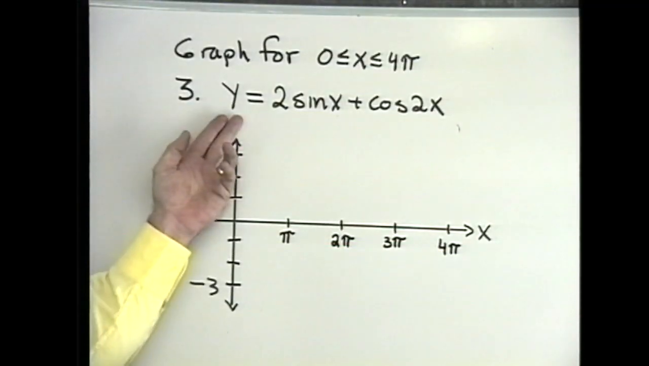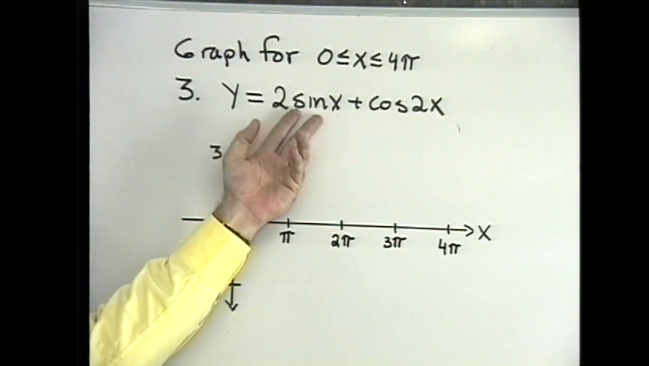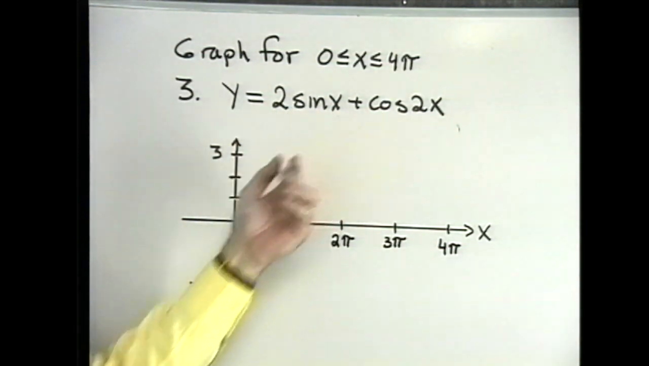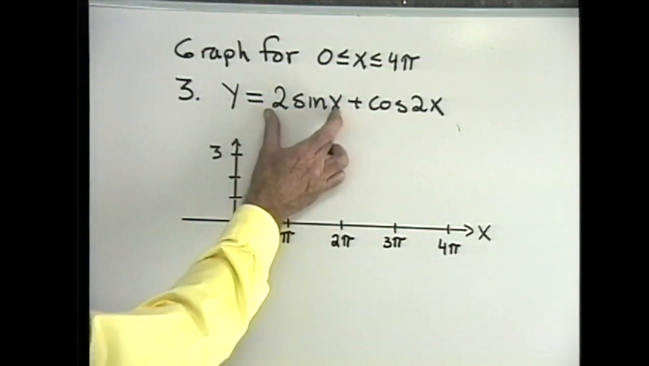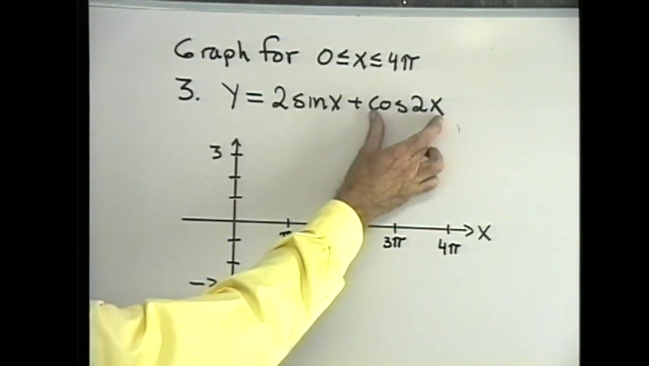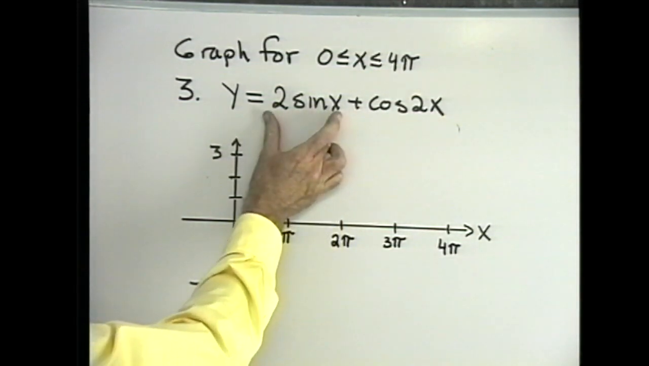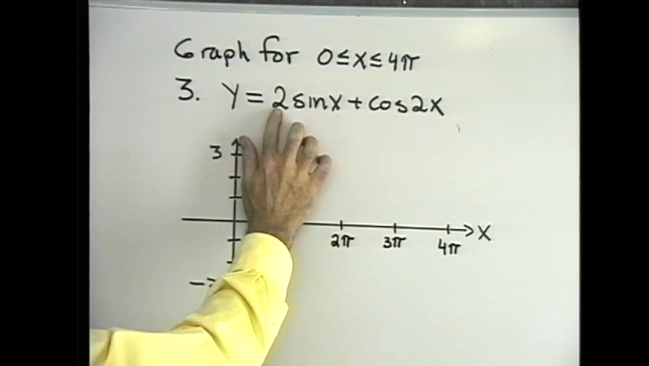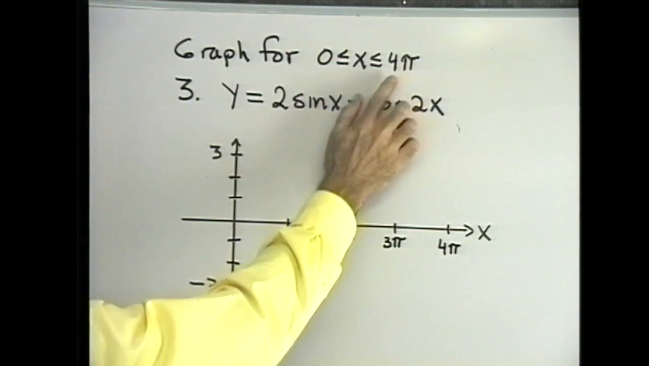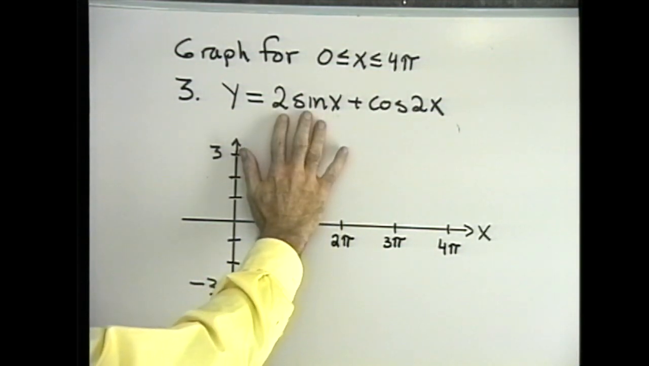Problem number 3, we have y is equal to 2 sine x plus cosine of 2x. So I'm going to set this up so that y1 is equal to this function and y2 is equal to this function. I'll graph this. It'll be a sine curve with an amplitude of 2. So between 0 and 4 pi, it should go through 2 complete cycles.